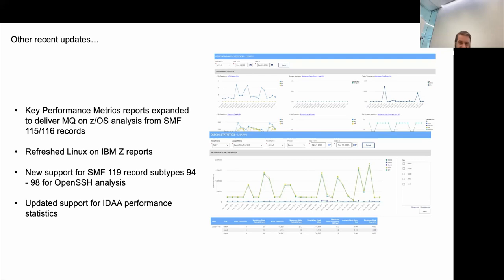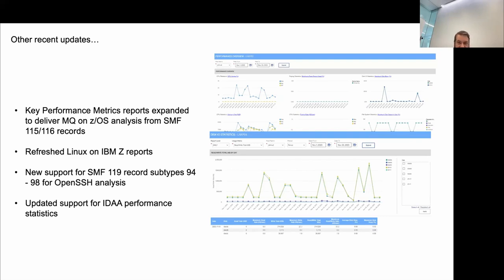We're also adding more support for some of the other SMF records that are out there, because we're seeing more and more usage across some of our customer base. So a lot of network updates are now wanting to be tracked. So we've been adding support for a lot of the subtypes on the SMF 119 records as well. We'll continue to do that.